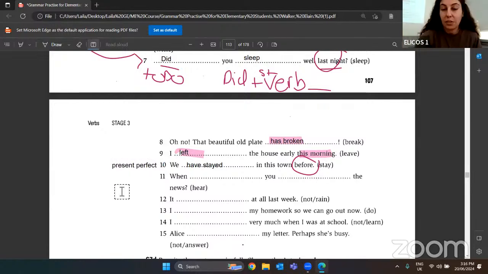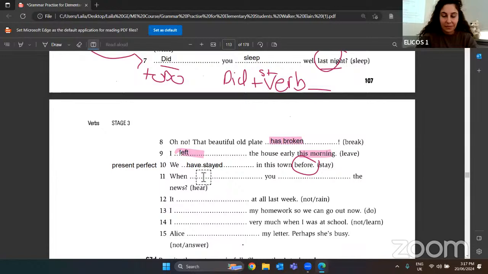So it's actually used with the present perfect. It's not a specific time. Before, it's not a specific time. It's saying in the past, but we don't know when. It's not specifically when, like yesterday or last week. It's not exactly specific. It just says before, in the past.